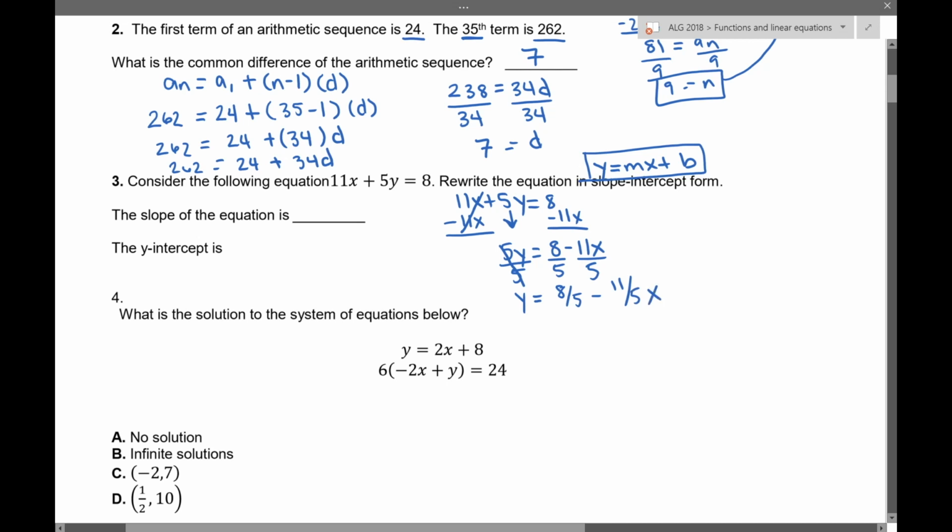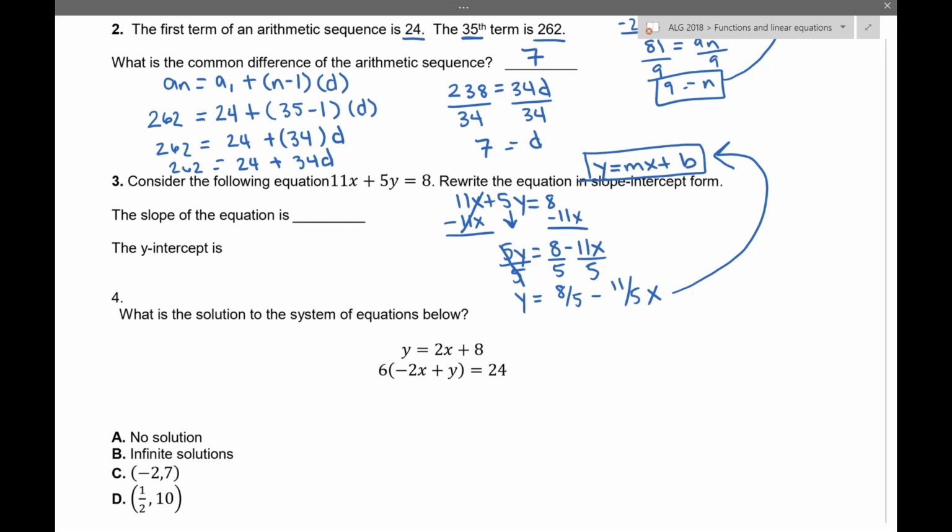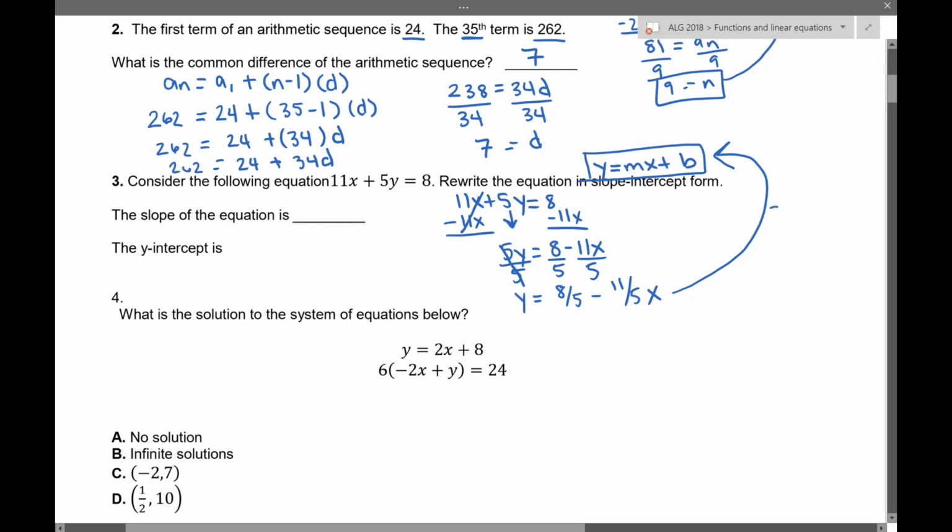Okay, and now it is in this form. So what is the slope of the equation? Well, my slope, I would write this down. Slope is always attached. So my slope is always attached to my x.